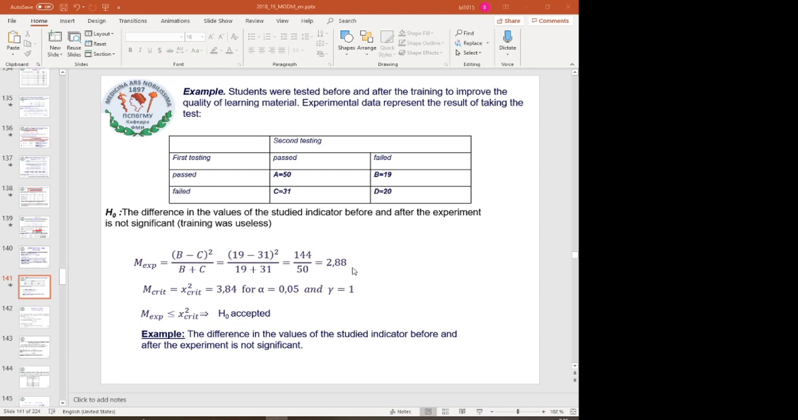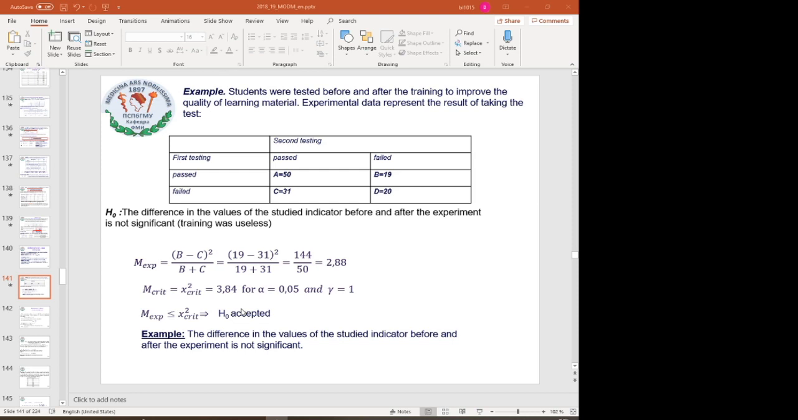The value of experimental chi square is 2.88, sorry. So if we look at the table of critical values, then we see that the critical value of chi square is 3.84 for a level of significance of 0.05 and degrees of freedom of 1.